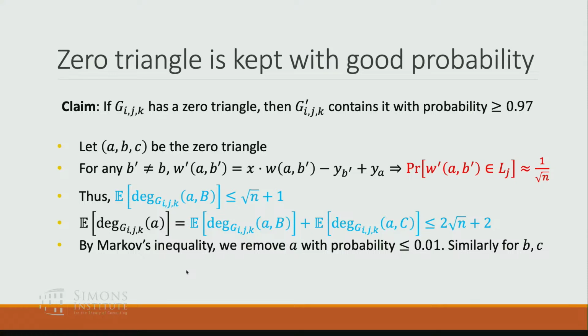Just about the statement of the claim, is the claim for each ijk, if it has a zero triangle, then with probability? Yeah, for each fixed. The statement is not very formal, but basically we want to say that for each fixed zero triangle ABC, it's going to be in some G_ijk, which depends on the random choice, but we will not delete it with probability 0.97. And as you can see in this analysis, we are using the fact that W prime AB prime is completely independent of the fact that ABC is in G_ijk.